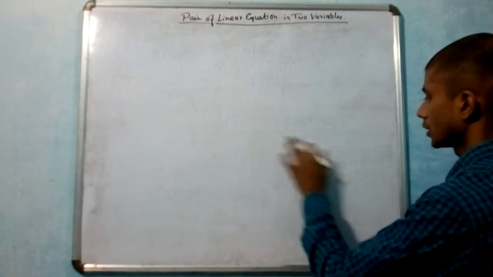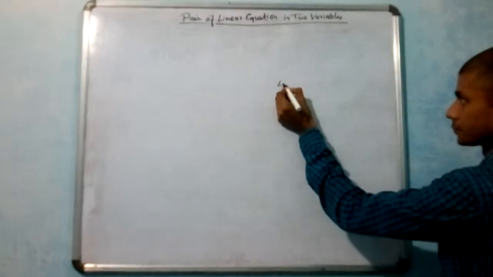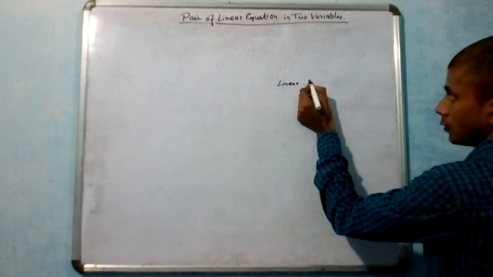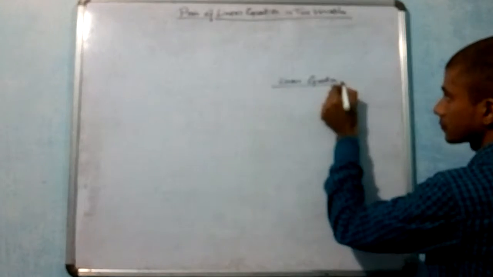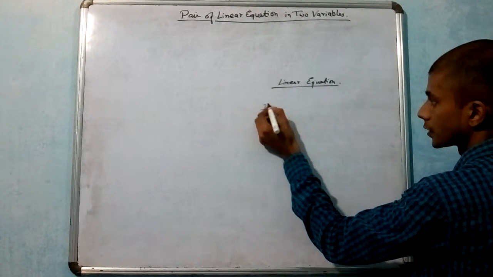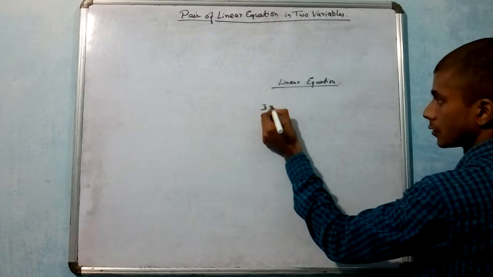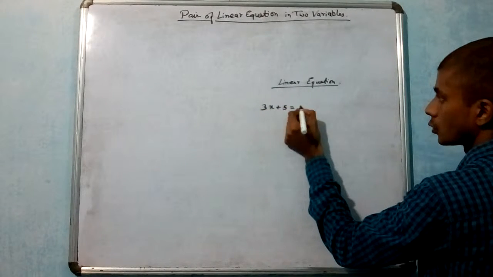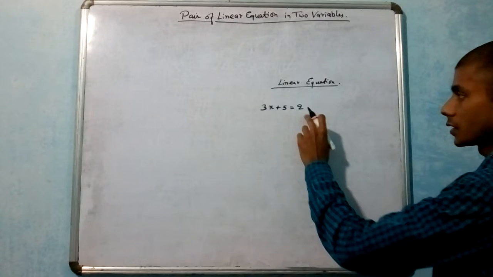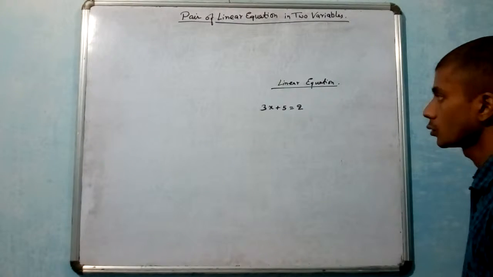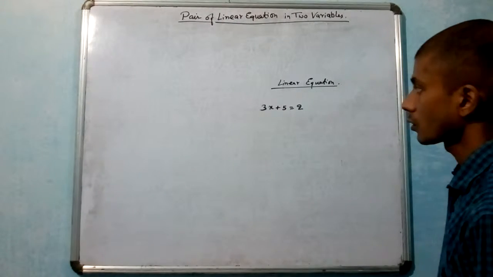So to understand a little about the linear equation, suppose I write here 3x plus 5 is equal to 2. What have I written here? 3x plus 5 is equal to 2. Can we call it a linear equation or not?